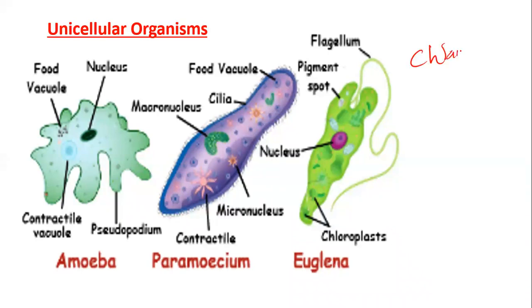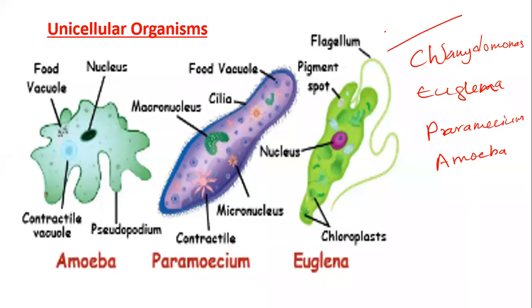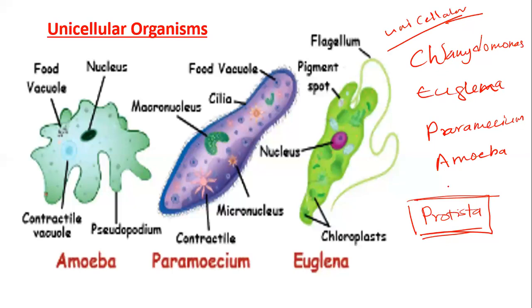Chlamydomonas, Euglena, Paramecium, and amoeba. These are the 4 main unicellular organisms which we are studying in our syllabus. All these fall under what category? Protozoa or algae category. So we can say it's falling under Protista. Okay, don't worry, what is this Protista? We will learn in our unit number 13. For now, remember, there are 4 main examples for unicellular: Chlamydomonas, Euglena, Paramecium, amoeba. They all fall under kingdom Protista.